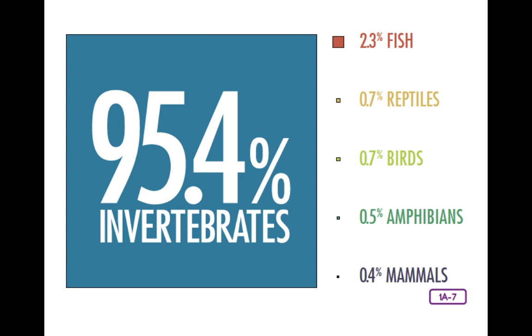Fewer than 5% of all animal species are vertebrates. That means that you and I and all vertebrates belong to a very small percentage of all the animals on Earth. Mammals, that includes all humans, are literally just a speck.